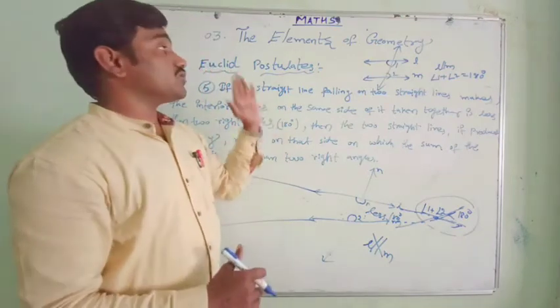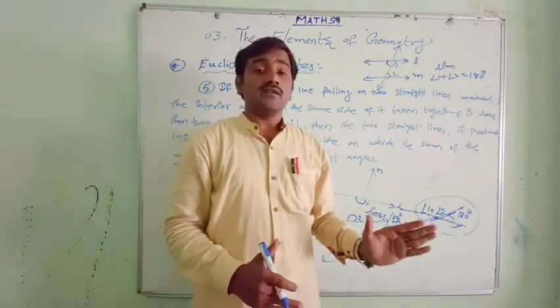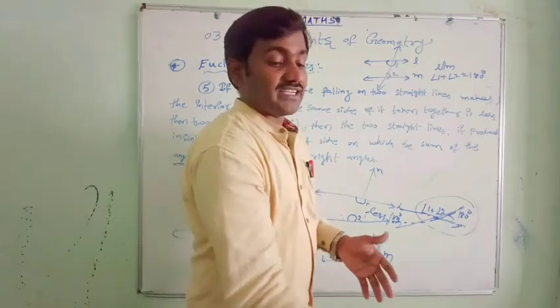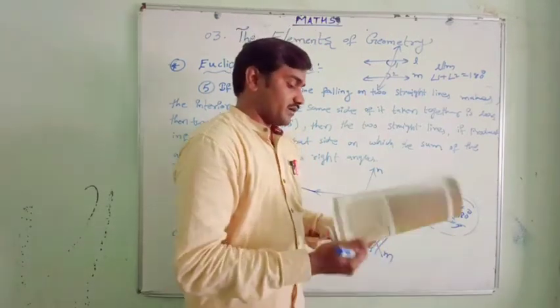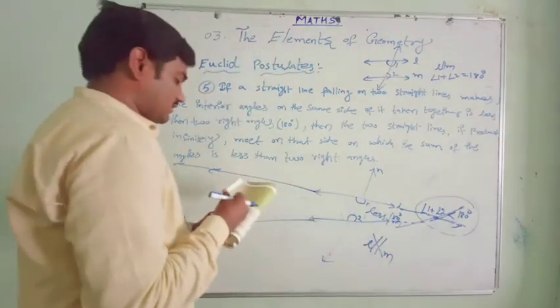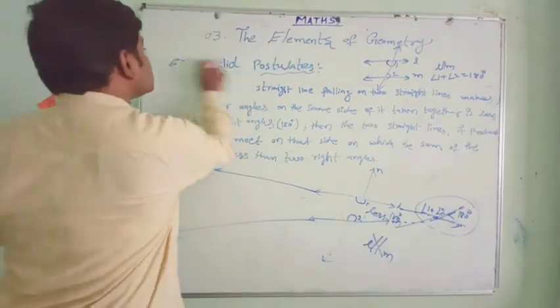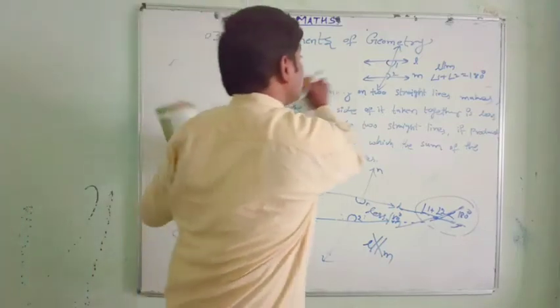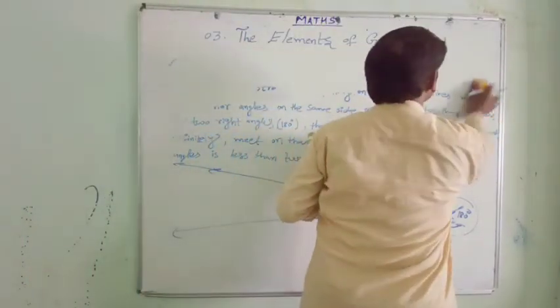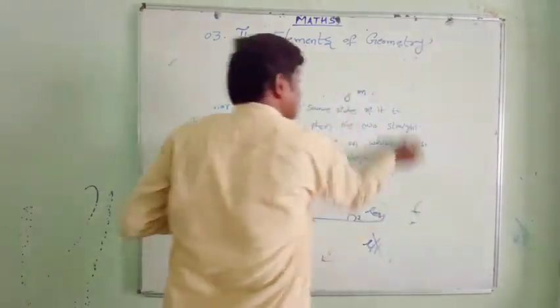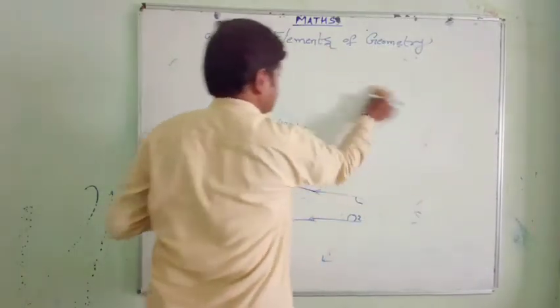So, along with these Euclid's axioms and Euclid's postulates, we have to learn one more important thing, that is conjecture. Conjecture is a mathematical statement which is neither proved nor disproved. Neither proved nor disproved is called a conjecture.